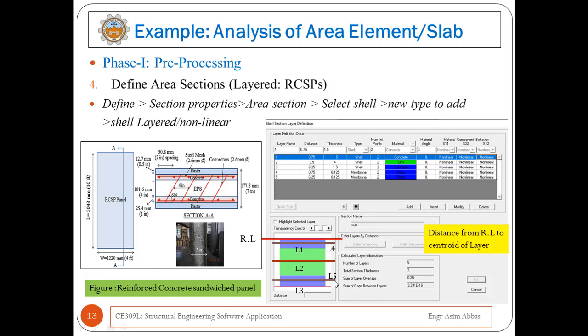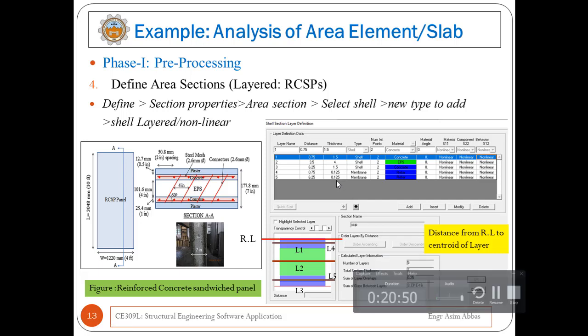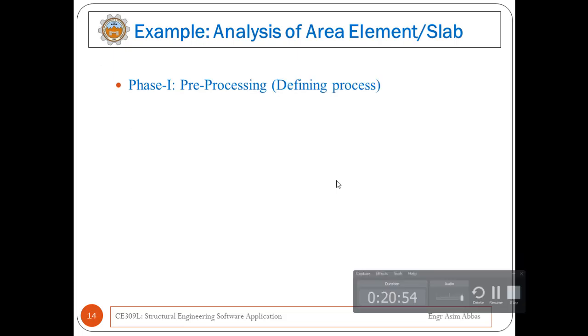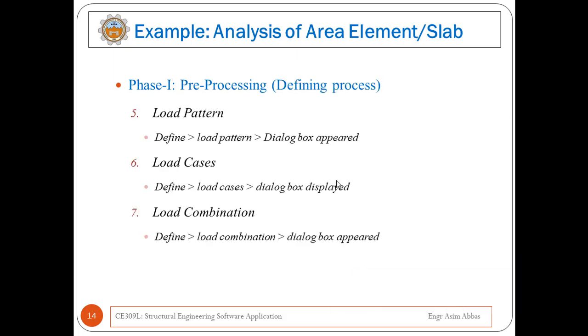The distance from the reference line to this rebar is 6.25, and the diameter or thickness of this rebar is 0.125. Okay, this is the way to define a layered section in SAP 2000. For steps 5, 6 and 7, kindly refer to lecture number 3.